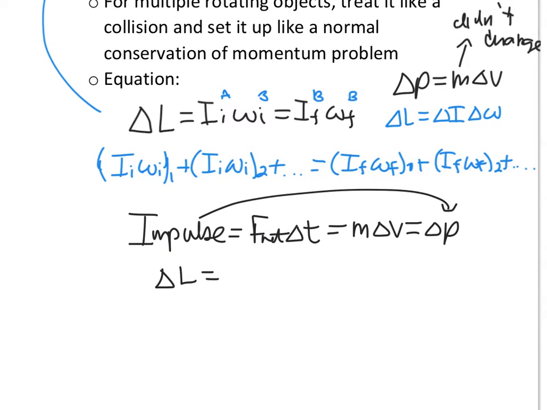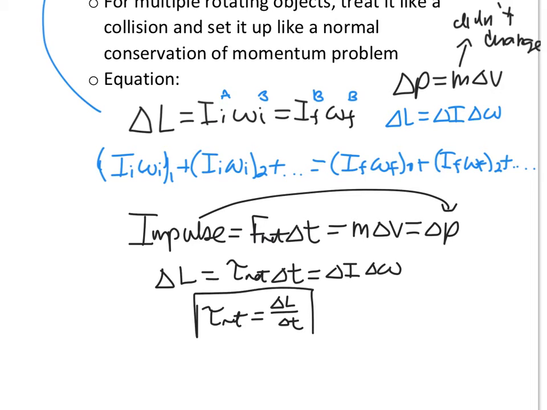Change in angular momentum will equal net torque times time, which will equal change in moment of inertia times change in angular velocity. I believe what your formula sheet gives you is tau net equals delta L over delta t. So all this is saying is that a net torque will cause a change in angular momentum, just like a net force causes a change in linear momentum.